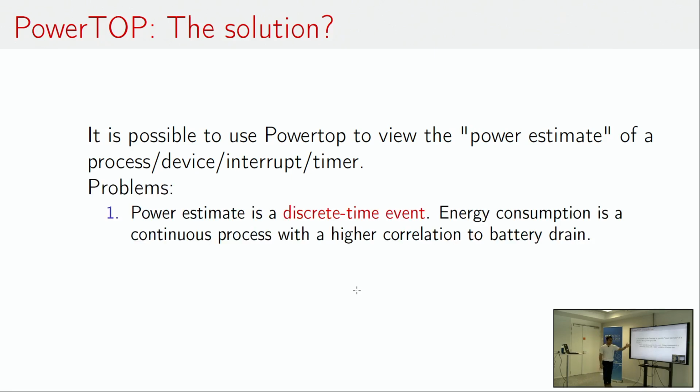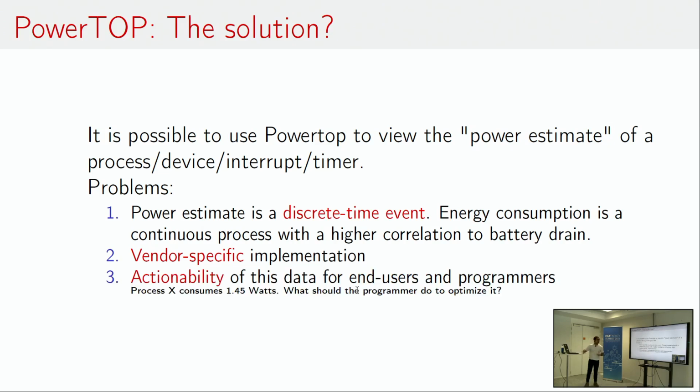My first rebuttal for this is that a power estimate is a discrete event. Power is measured at a particular point in time. I believe energy is a much more fundamental data point. Energy can be significantly more correlated with the battery drain. We care about energy consumption much more than power estimate. Second, PowerTOP is extremely vendor specific. They use a lot of, let's say, CPU tricks to get the information that they do. It does not run well on other vendors.